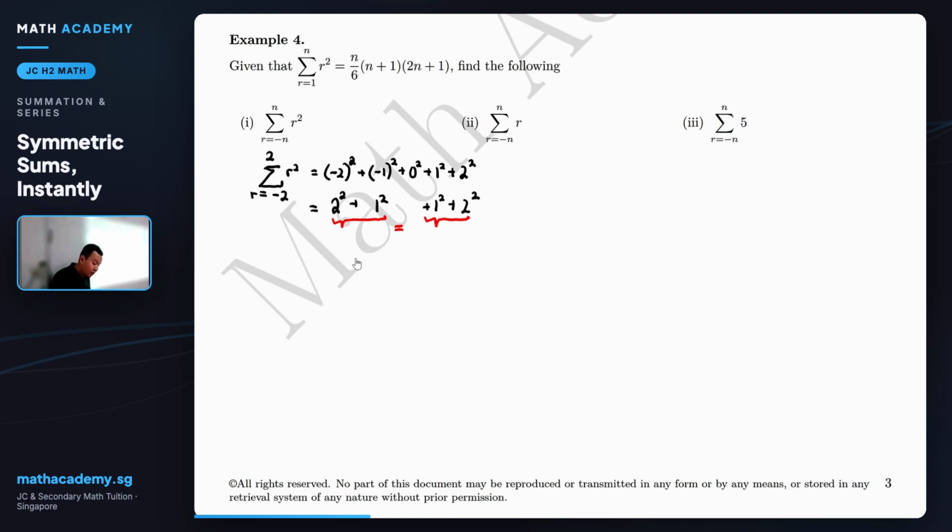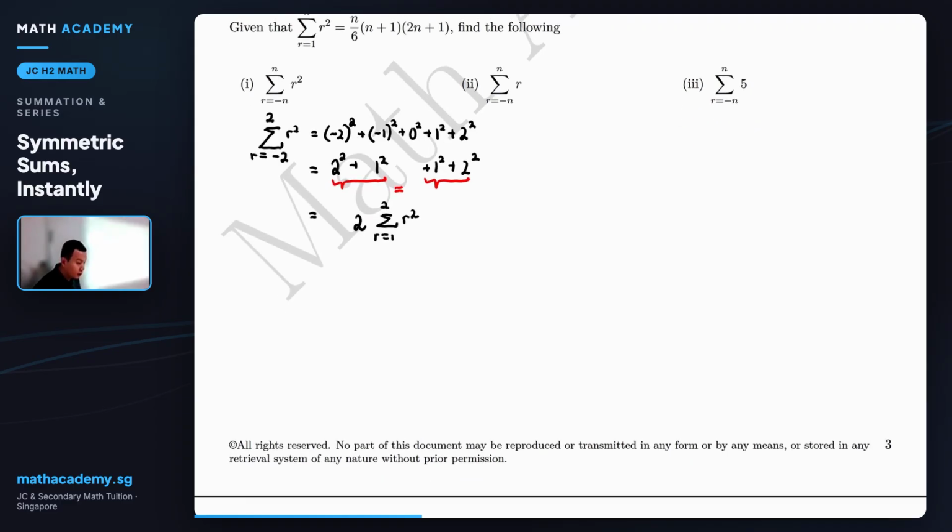So effectively, when you have that r squared, let's just take twice of one side. Maybe we just go for twice of the right-hand side. So this is twice the sum from 1 to 2 of r squared. When you have that r squared, the negative terms all become positive. That's the main reason. So that will help in our current sum. The sum that they ask us to solve is minus n to n. So this will be twice the sum from 1 to n of r squared.